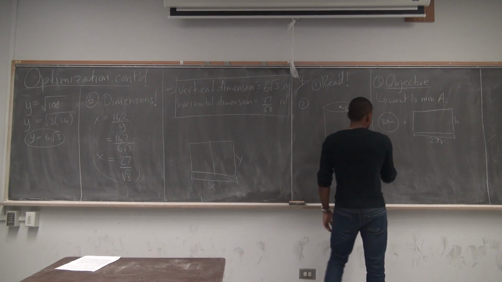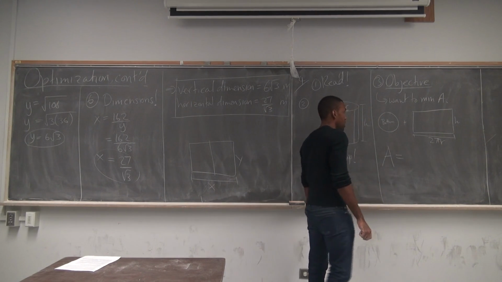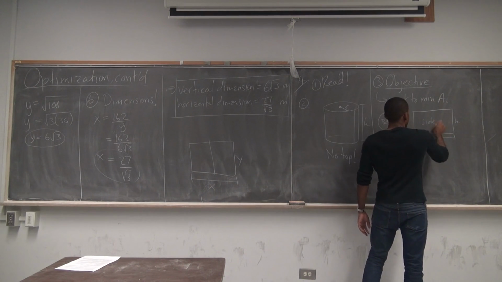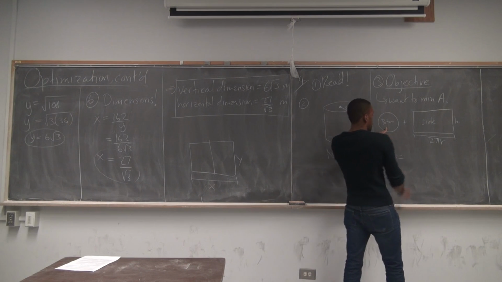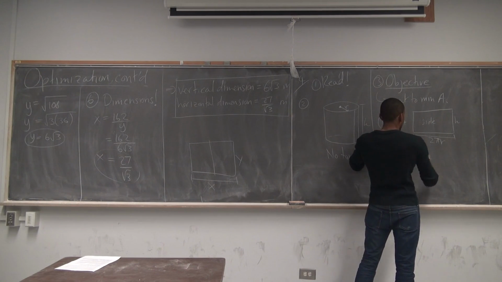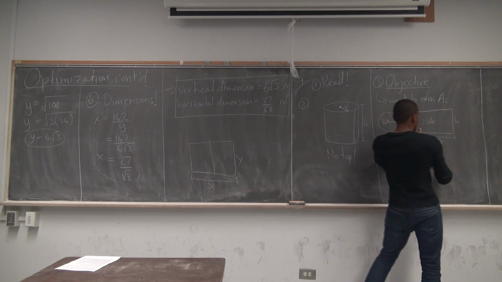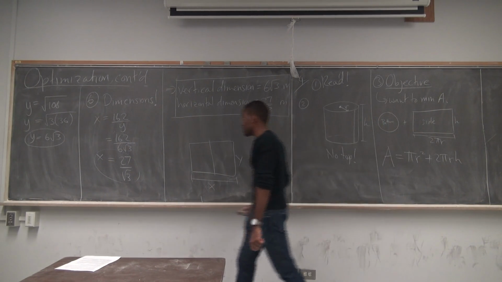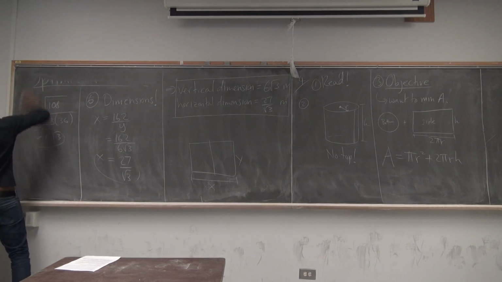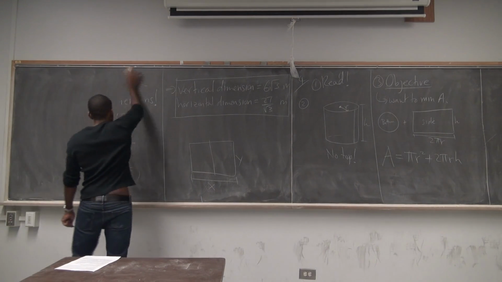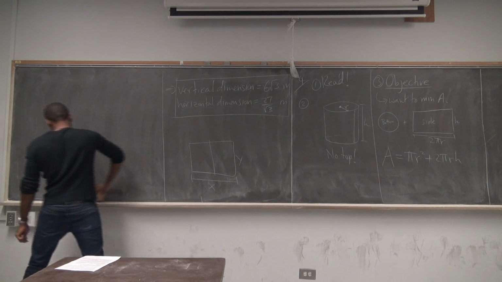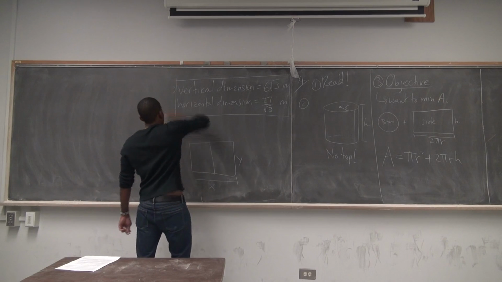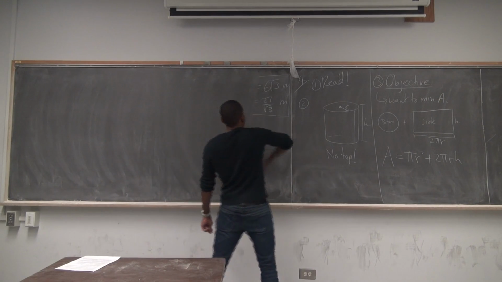Okay, and so my surface area is going to be the area of this plus the area of that. Right? So that's the bottom and the side. There's no top. The area of this would be pi r squared. The area of this, length times width. So that's going to be my objective equation. What's the constraint here?